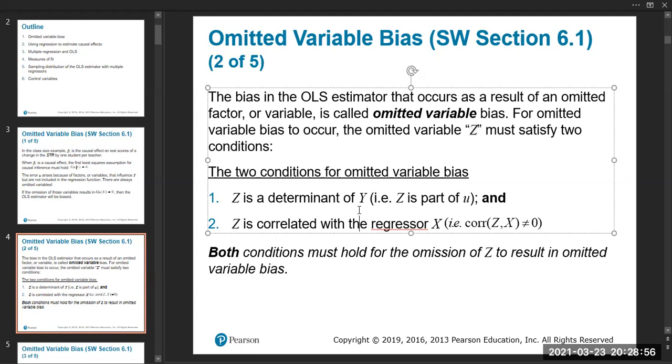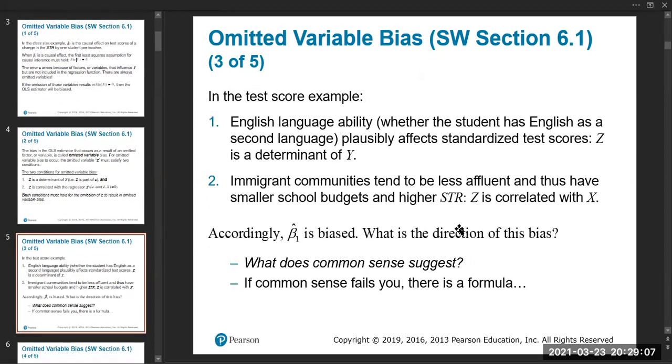Don't worry if you cannot understand right now. But the first thing you need to know is that both of them have to hold at the same time to cause omitted variable bias. So let's look at this example. In test scores, we believe that English ability is a determinant of your test scores. If your English is really bad, you can't even understand the question. How are you going to get better scores? So English determines test scores.